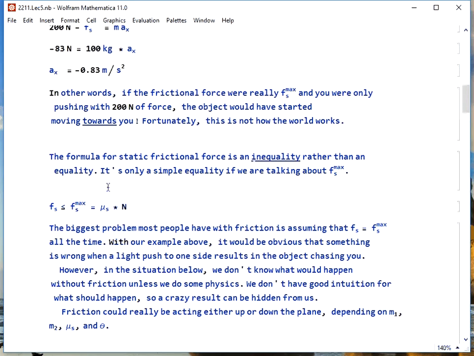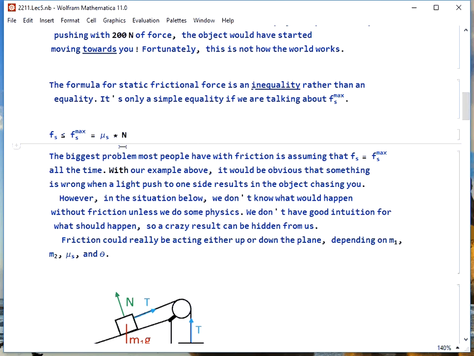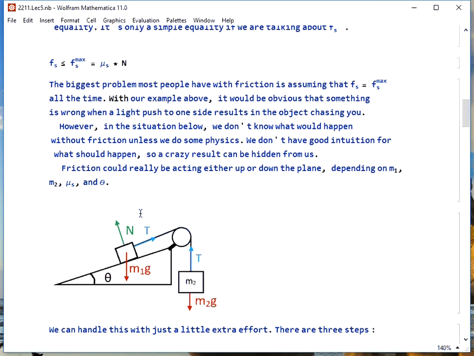So what we really have for static frictional force is an inequality rather than an equality, like pretty much everything else you've dealt with. Only if we're talking about Fs max do we have a regular equality. So we can relate these things like this. The static frictional force is always less than or equal to Fs max, and Fs max is exactly equal to mu s times n. Now, you would catch the mistake you make in the case above if you put in 283 and you noticed, hey, wait, this thing is moving backwards. But in some cases, you might not notice it.